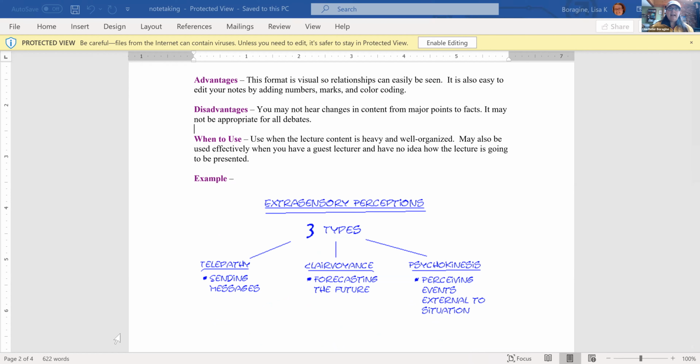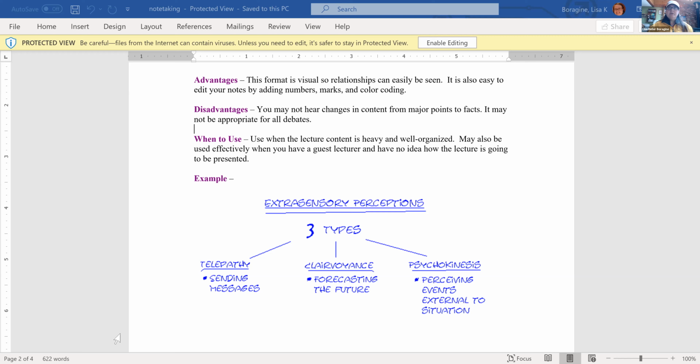So again, we're looking at extrasensory perceptions as the topic, three types. You can really see it visually. The disadvantage, so it's great because of the color coding and visuals, it's easy to see how things relate. The disadvantage is you may have a harder time seeing major points and facts than in outlining. In the mapping.